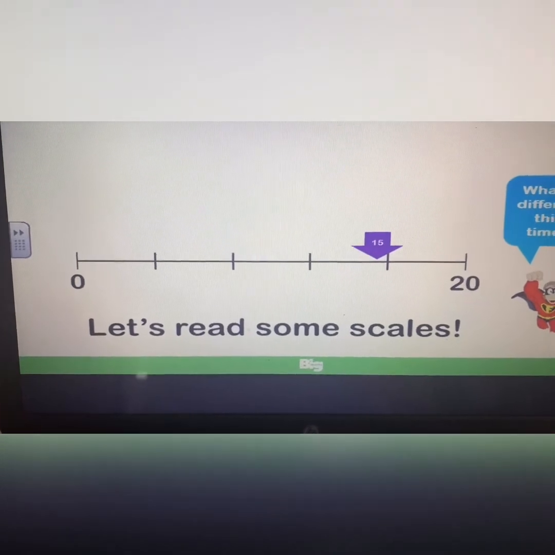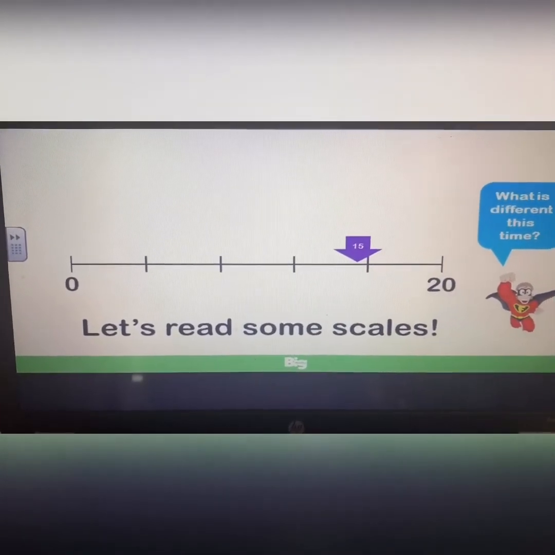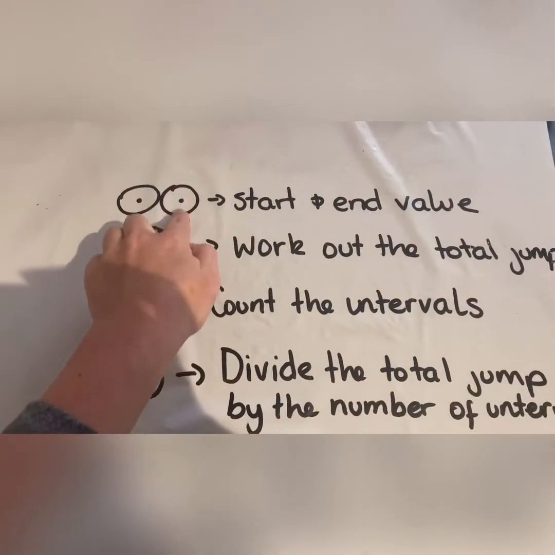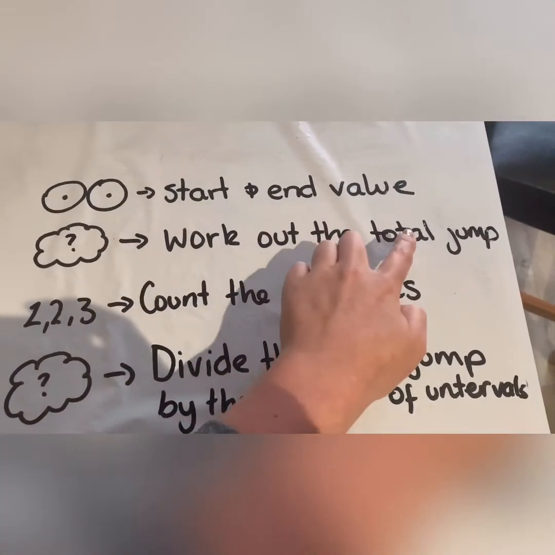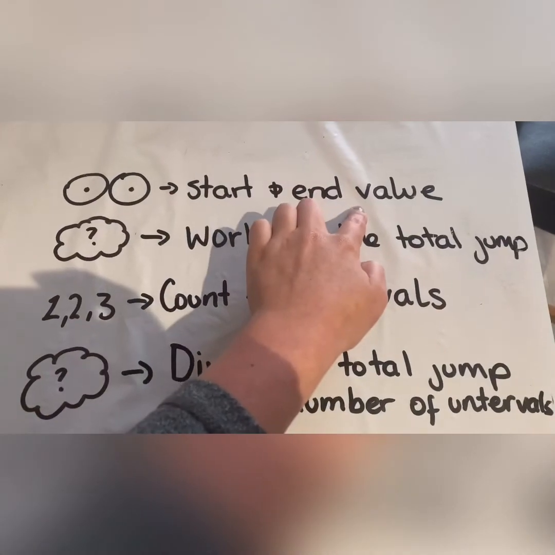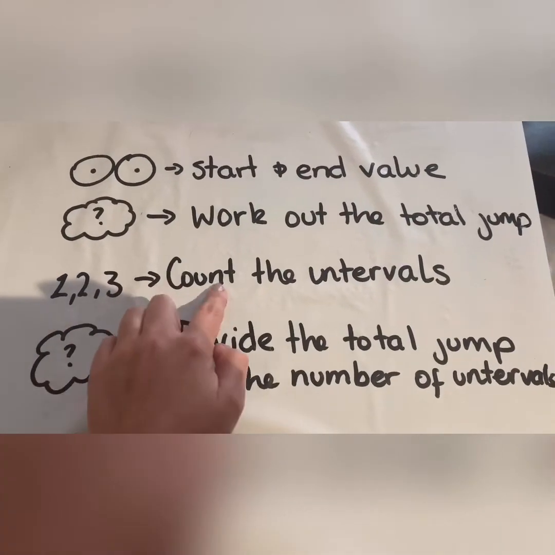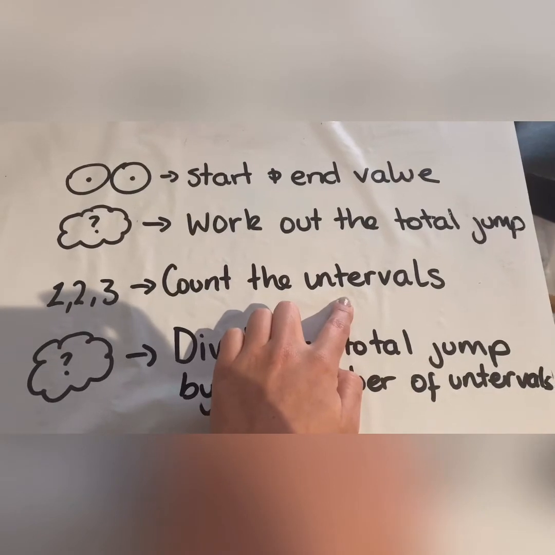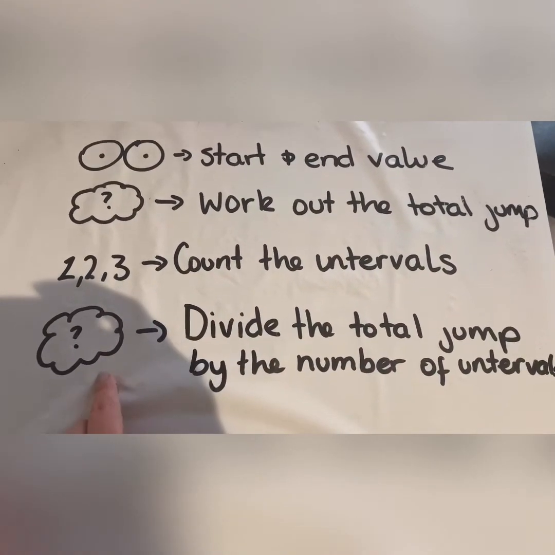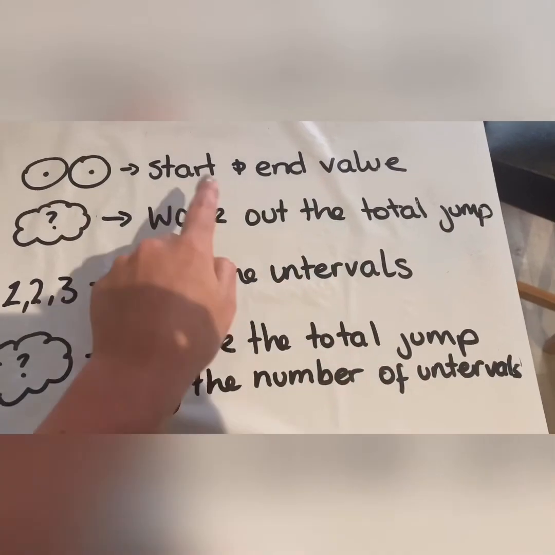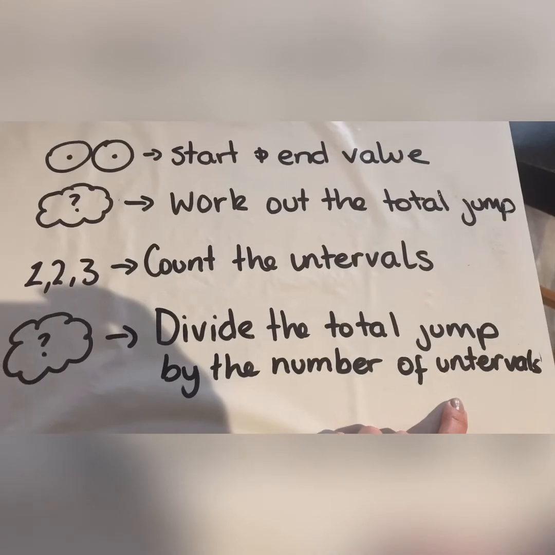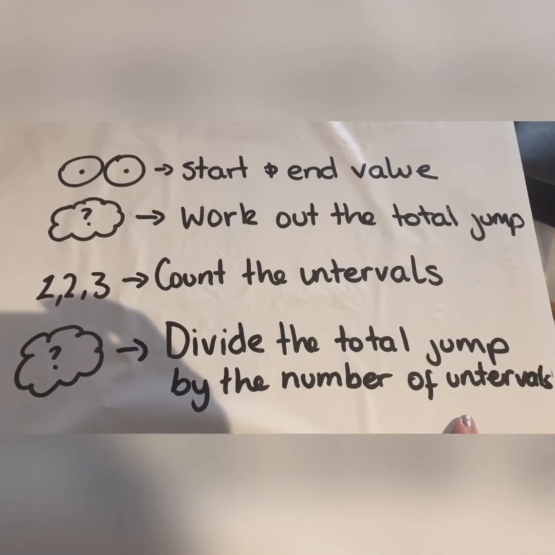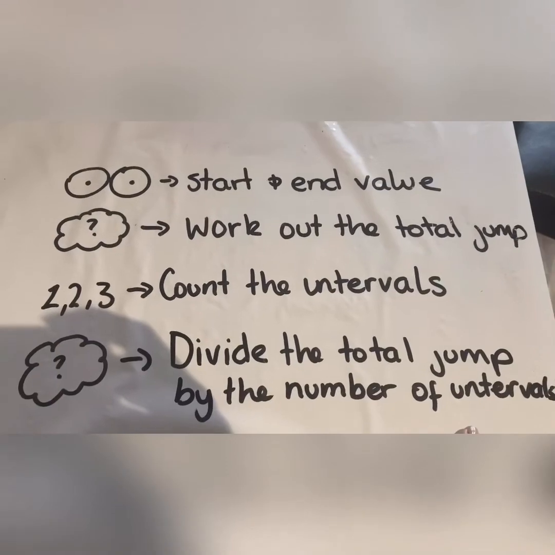Well done. Now I'd like you to try the rest of the slides on your own using that same strategy. Remember to always look at the start and end value. Always work out the total jump from the start to the end value. Remember to then count the number of intervals, but don't include the first one. And next, divide the total jump from the start and end value by the number of intervals that you have counted to work out what the gaps are between each interval. Good luck!